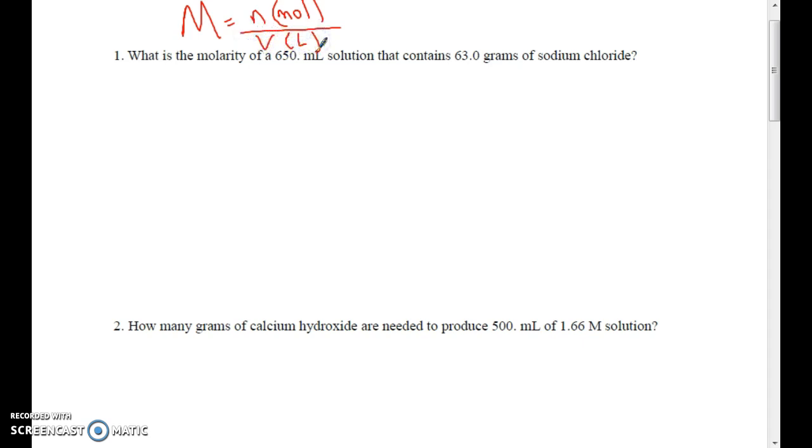So it'll help in these problems a lot if you think about the units. Molarity is moles per liter. When you look at the first problem, it says, what is the molarity of a 650 milliliter solution that contains 63.0 grams of sodium chloride? Right there, that's telling you we're going to have to do a conversion because that has to be liters. The other thing is we need moles, and we're given grams. So the first thing I'm going to do is convert 63.0 grams of sodium chloride to moles.